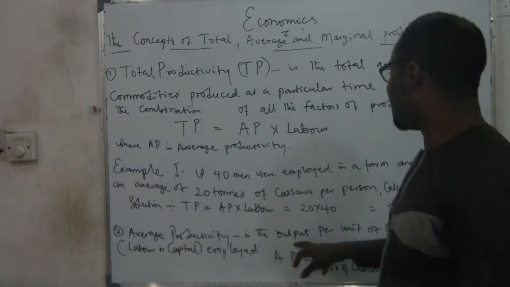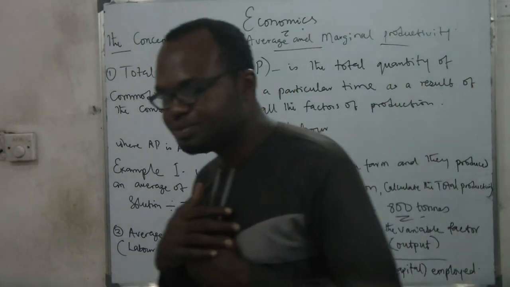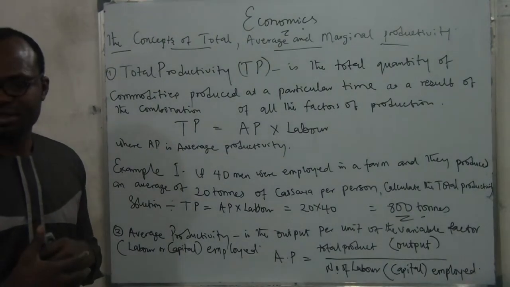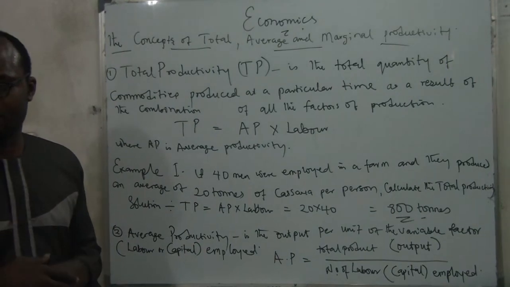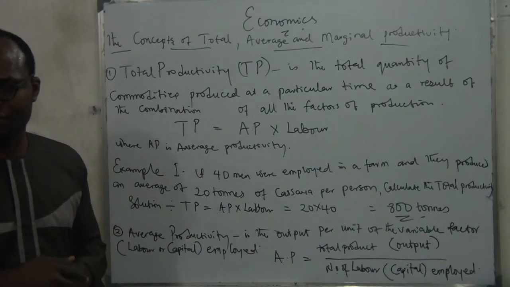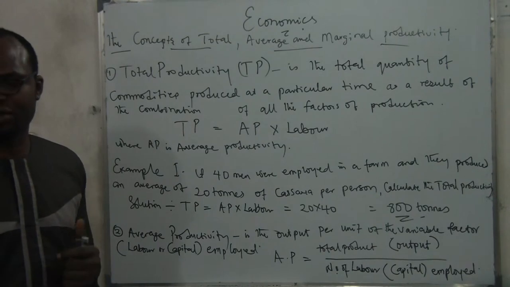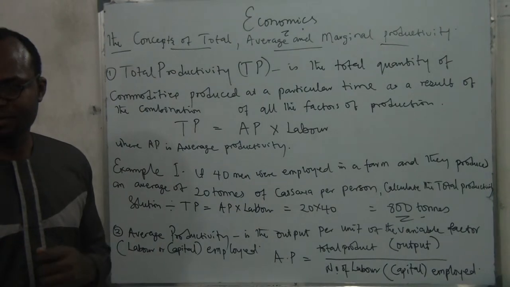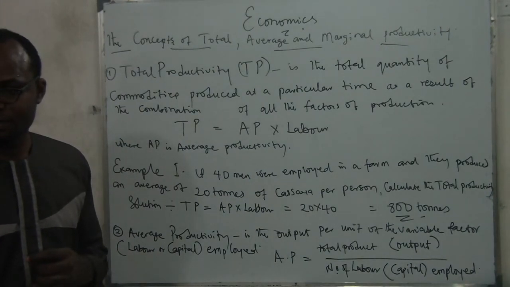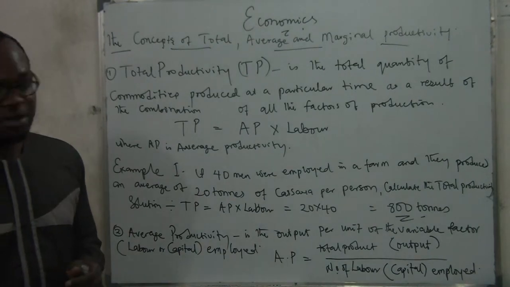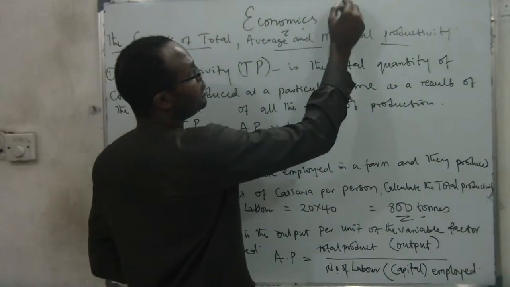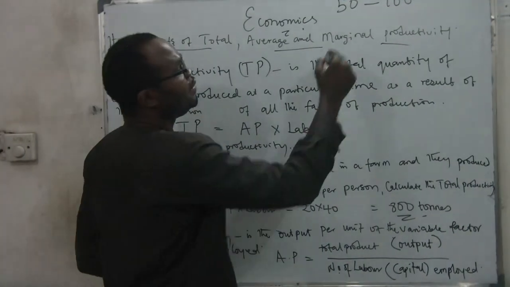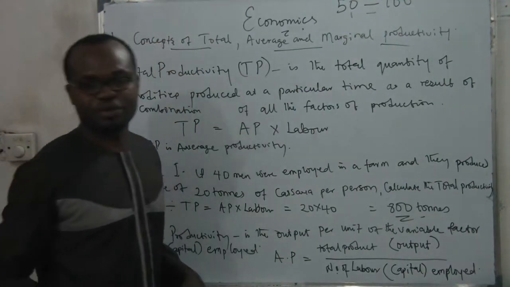Average productivity is the output per person, what one person can do. Is that clear? If you people are 50, and the 50 of you produce 100 tons, how many tons can one person do? If you people were 50 and you were able to produce 100 tons of cassava, then how many tons can one person produce?